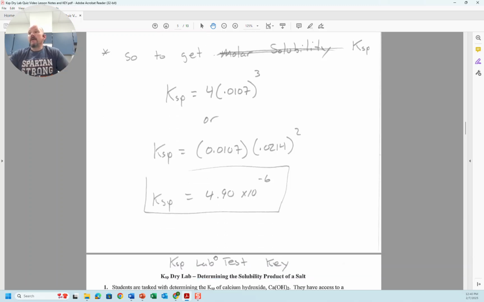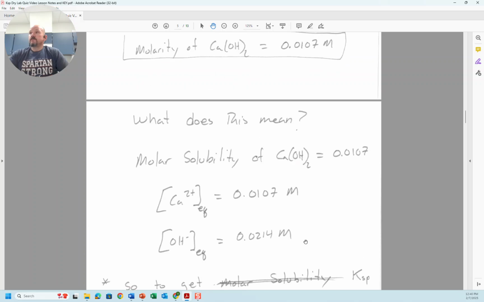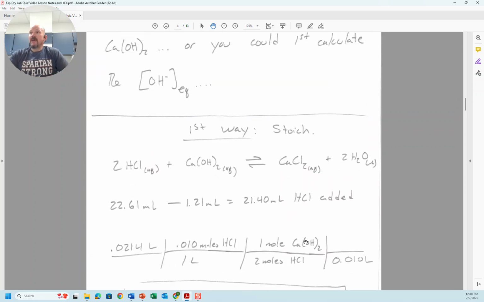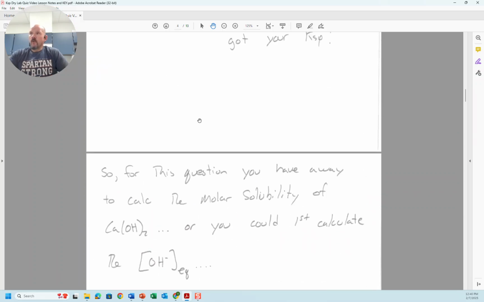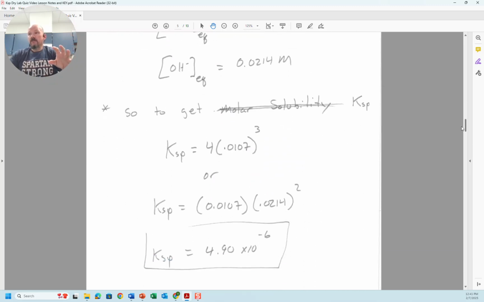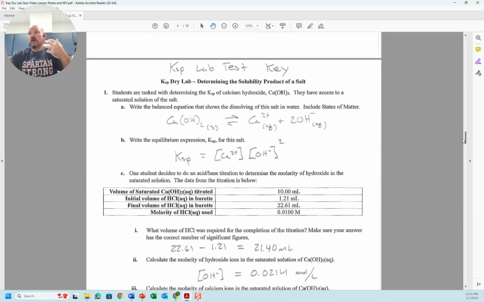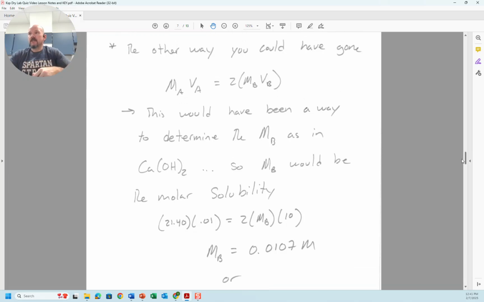Now, you might be thinking, well, wait a minute. In acid-base titration, I didn't use stoichiometry back in Unit 2. I used the shortcut, MAVA equals MBVB. And you could do it that way. But you've got to be careful because, what are you solving for? I'll come back to all the answers here in a second.